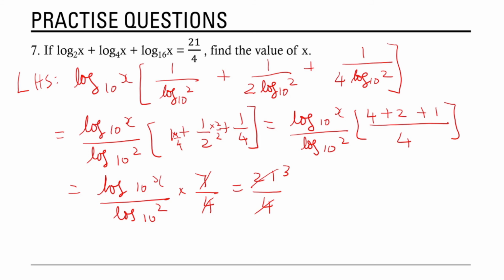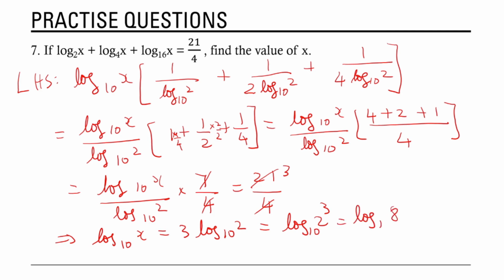So, from this I get log x to the base 10 is equal to 3 times log 2 to the base 10. 3 times log 2 to the base 10 is log 2 cube to the base 10, which is equal to log 8 to the base 10. So, I have got log x to the base 10 is equal to log 8 to the base 10. So what is x? x is equal to 8, so we have found the value of x.